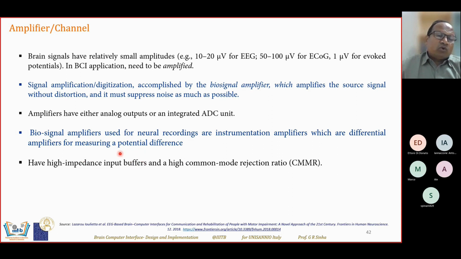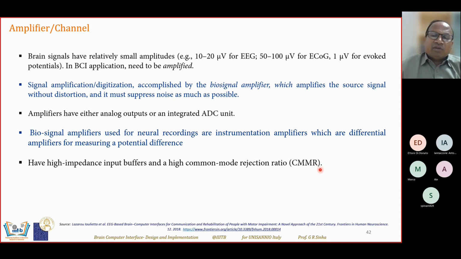This is just to avoid the overloading effect in the final differential amplifier. And the differential amplifier that we use must have high CMRR. What is CMRR? It is the common mode rejection ratio. What is common mode rejection ratio?